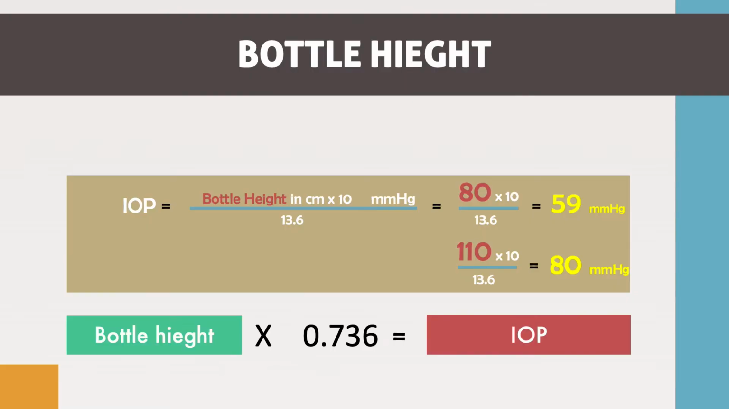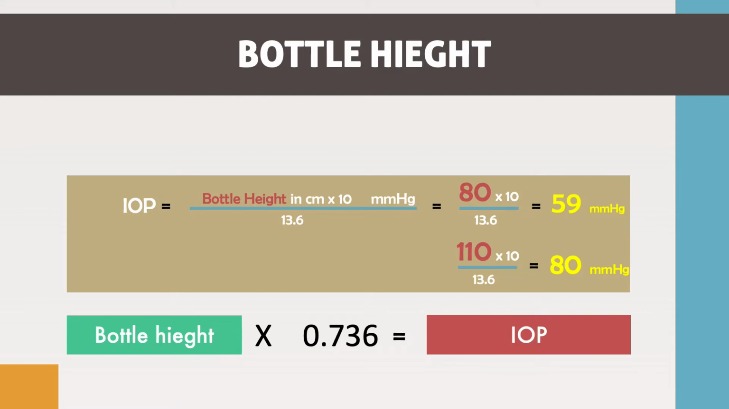Now I will be talking about irrigation. What is the IOP during phacoemulsification? The bottle height can control the IOP. For example, if we set the bottle height on 80 centimeters, the IOP is almost 60. And if we raise the bottle height to 110, the IOP will reach 80 millimeters of mercury during the surgery. So be careful when you choose the bottle height, especially in cases of glaucoma.